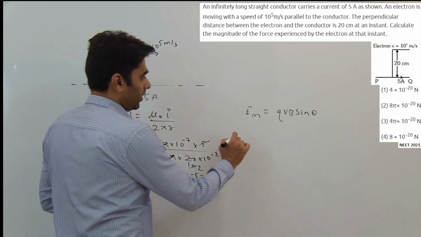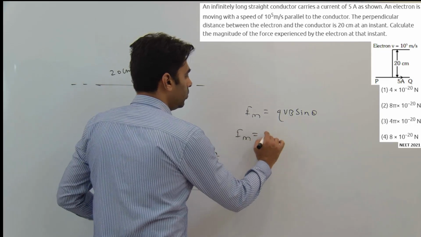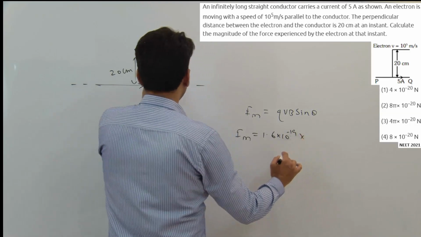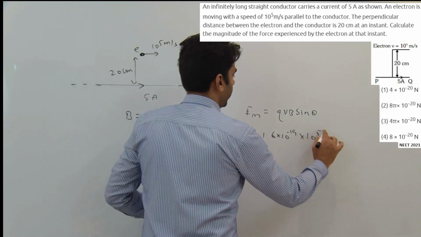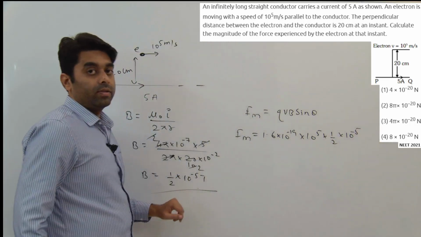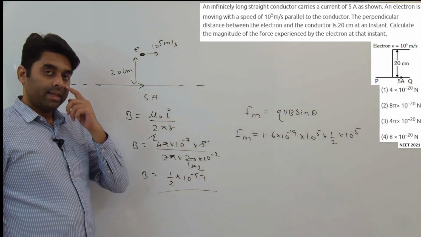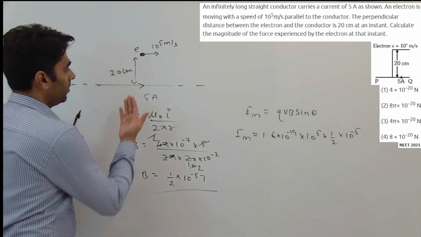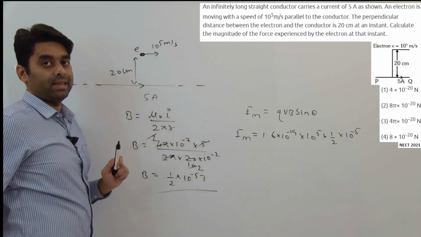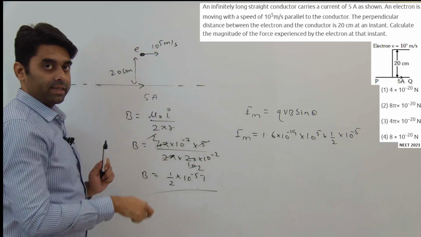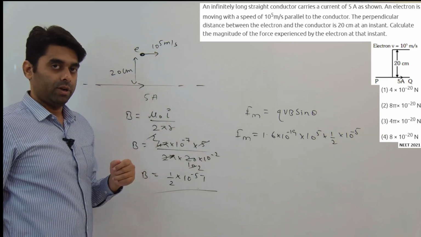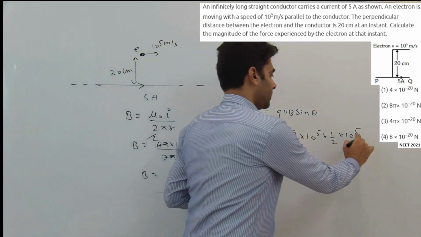Now let us use our relation. Force magnetic is Q, charge on electron 1.6 into 10 power minus 19. Velocity of electron is 10 power 5. Magnetic field we just now calculated, 1 by 2 into 10 power minus 5. Sine theta, theta is the angle between velocity and magnetic field. Now if you will notice, magnetic field will come out in outward direction, whereas velocity is in x direction. So magnetic field positive z direction, velocity positive x direction. Angle between them is 90. So sine 90 becomes 1.